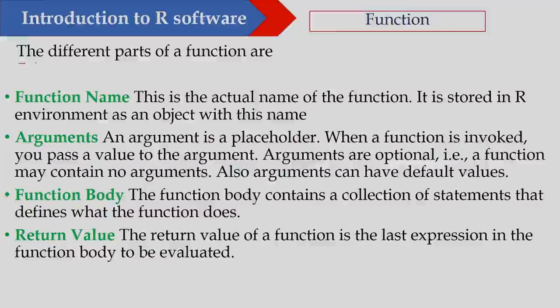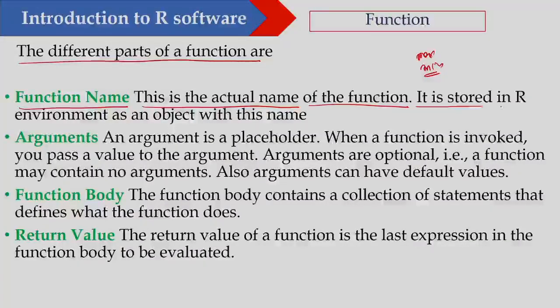As I have discussed, the different parts of the function begin with the function name. This is the actual name of the function. You can define this, but some names are reserved. Suppose I cannot define a function like max or mean, because these are default functions already available in R. They are stored in the R environment as objects with these names. So, you can define the name, but some names you will not be able to take.